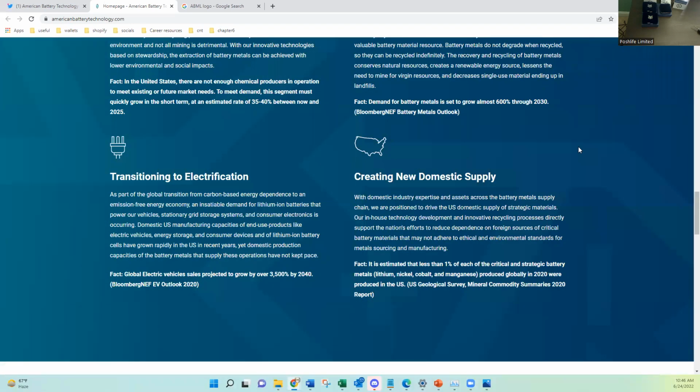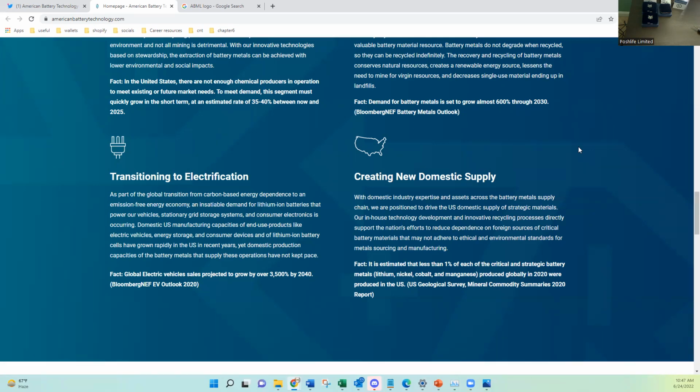Transitioning to electrification. As part of the global transition from carbon-based energy dependence to an emission-free energy economy, insatiable demand for lithium-ion batteries that power our vehicles, stationary grid storage systems, and consumer electronics is occurring. Domestic U.S. manufacturing capabilities of end-use products like electric vehicles, energy storage, and consumer devices, and end of lithium-ion battery cells have grown rapidly in the U.S. in recent years. Yet domestic production capabilities of the battery metals that supply these operations have not kept pace. Fact, global electric vehicle sales projected to grow by over 3,500% by 2040.